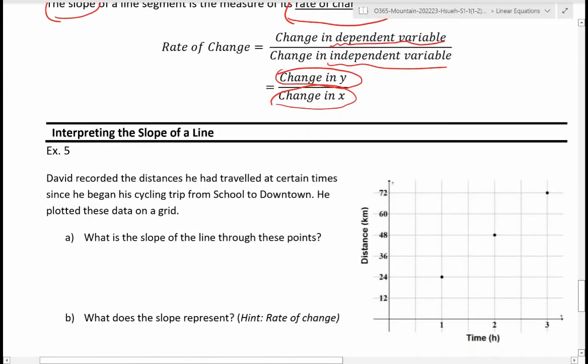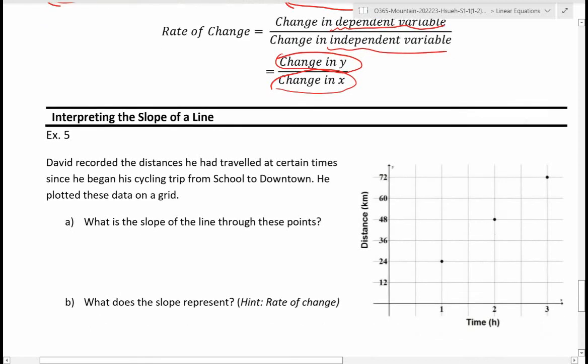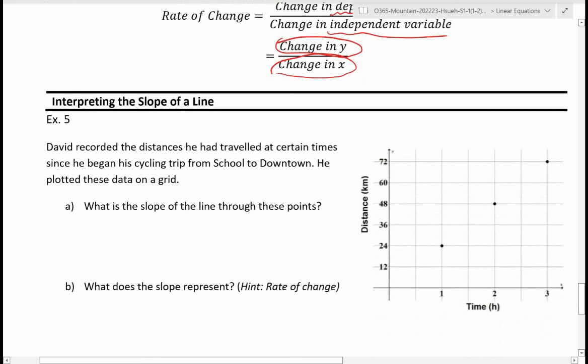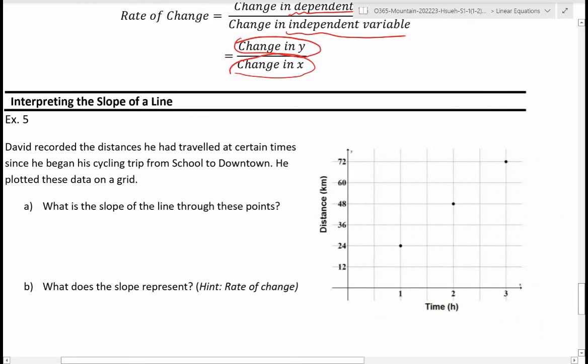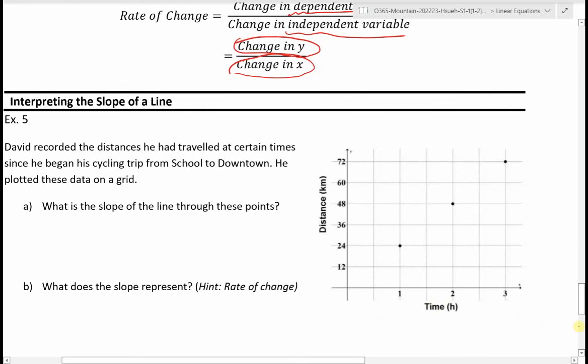So let's take a look here. It says David recorded the distance he had traveled at certain times since he began his cycling trip from school to downtown. He plotted these data on the grid. What is the slope of the line through these points? We could technically join the points together, because this is a continuous variable, and that's also a continuous variable. So we can actually join the points together like that.